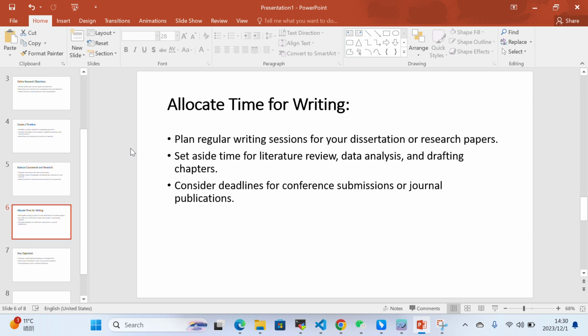Allocate time for writing. Plan your writing sessions for your dissertation or research papers. You should allocate some plan: after you have the research idea, you will do the experiments and then you will write the papers. Set aside time for literature review, data analysis, and drafting paper chapters. Consider the deadlines for conference submission or journal publication.